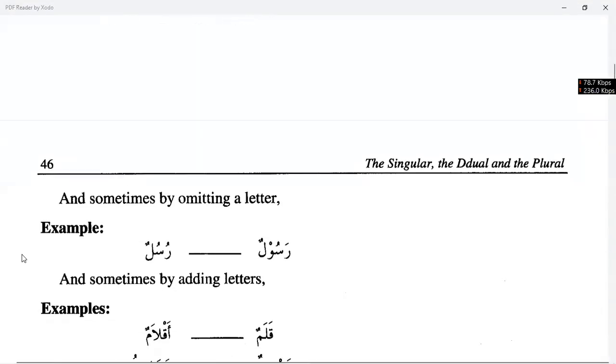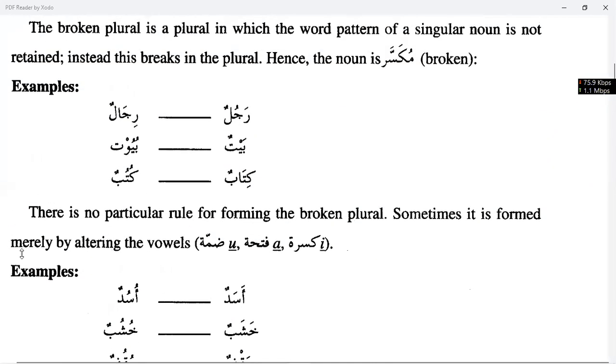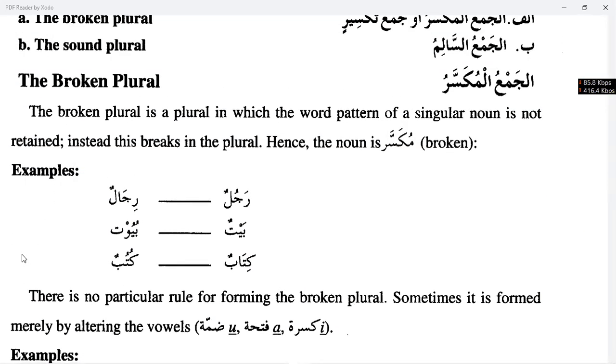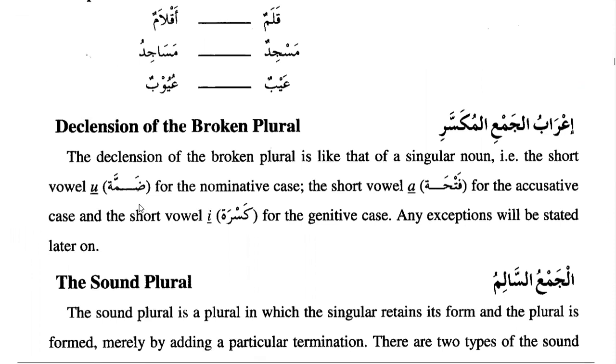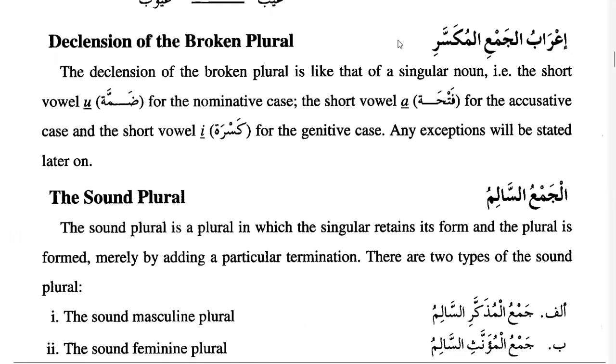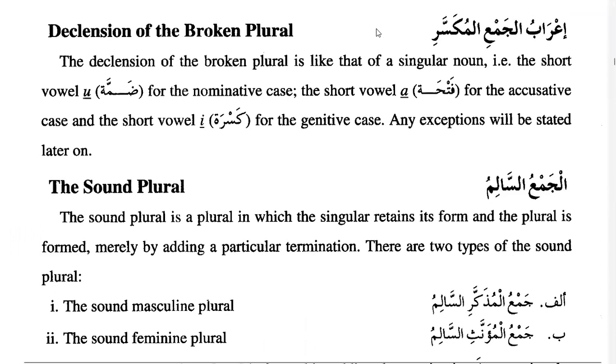So now we will learn the Irab, and there is no rule for forming Jama al-Mukassar. You need to memorize all of the Jama al-Mukassar, okay? Next student is Khatija Abdul Qadir. Read this topic. I'rab al-jam' al-mukassar. Declination of the broken plural. The declination of the broken plural is like that of a singular noun. That is the short vowel dhamma for the nominative case, the short vowel fatha for the accusative case, and the short vowel kasra for the genitive case. Any exceptions will be stated later on.